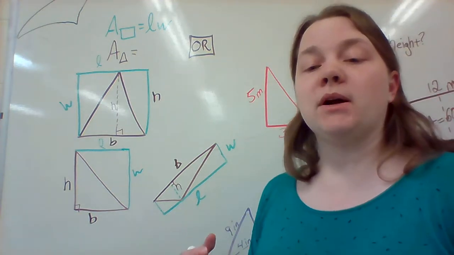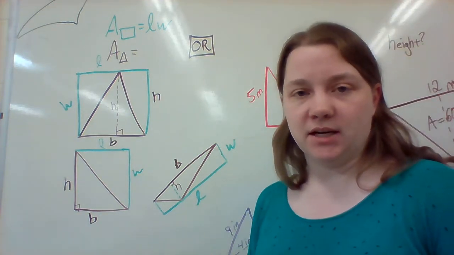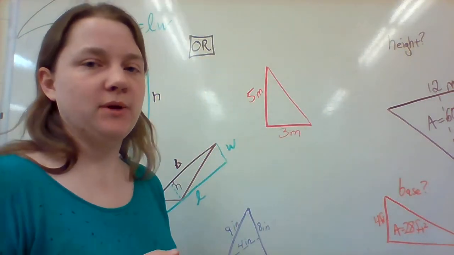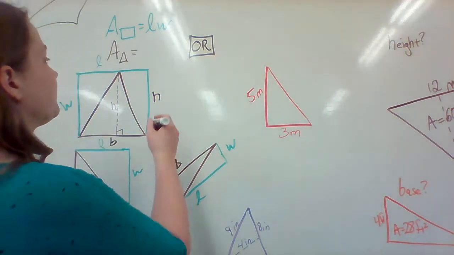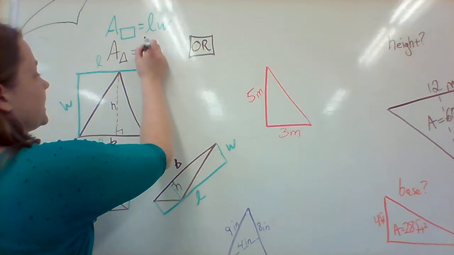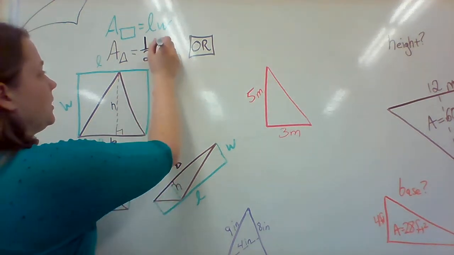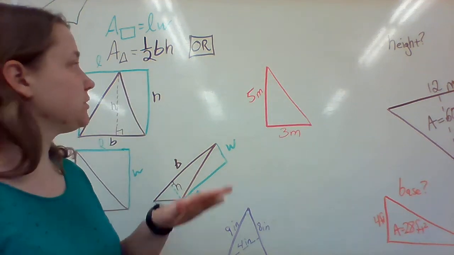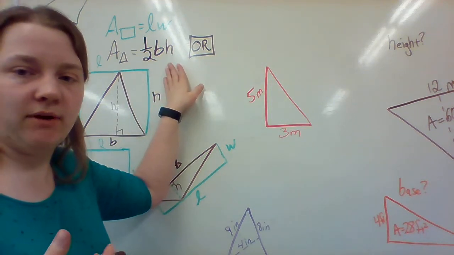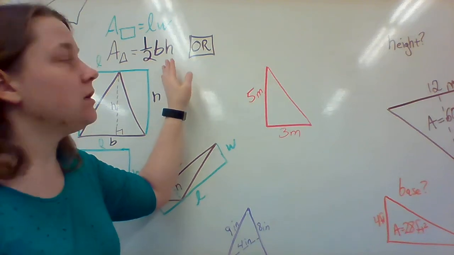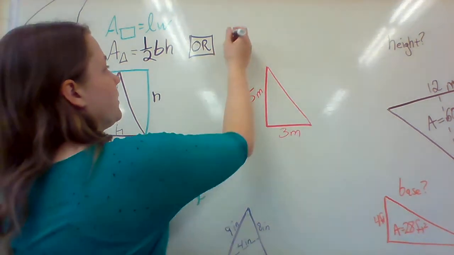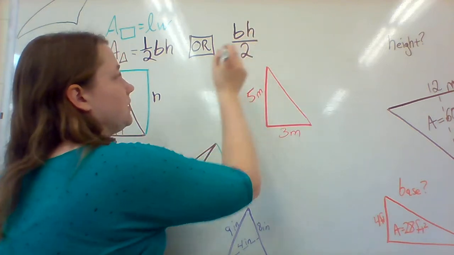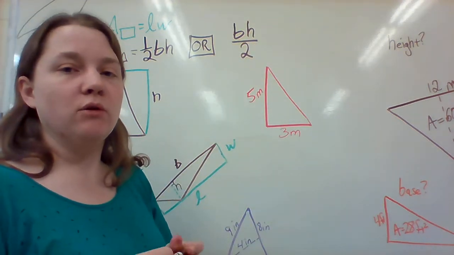So, how do I write half of base times height? I can actually write that in at least two ways. There's just going to be two ways I'm going to go over right now. The first thing I can do is I can write half base times height. And this is the way that you'll typically see me write it because this is how I'm most comfortable with writing it. You can also write it as base times height over 2.